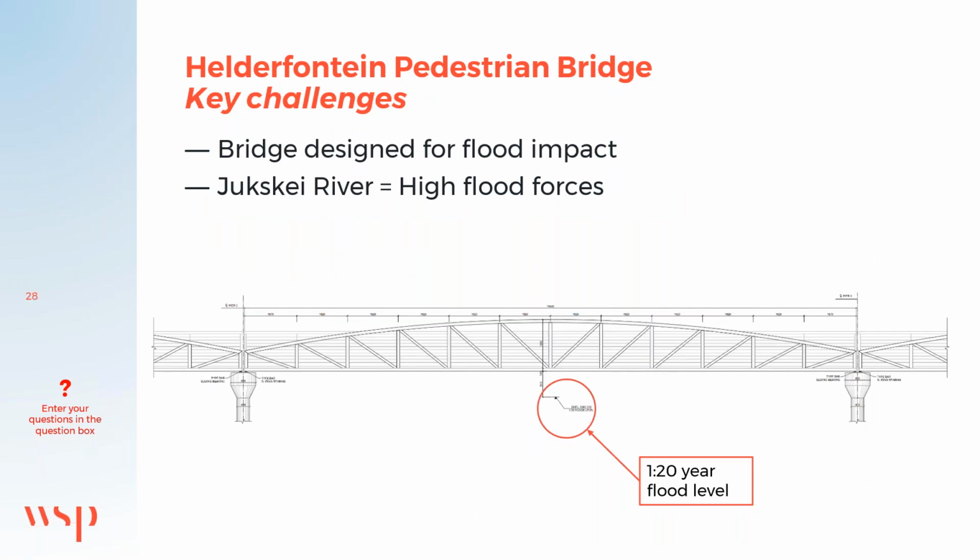Some key challenges that we faced in this project. As mentioned before, the bridge had to be designed for flood impact. The bridge crosses over the Jukskei River, which is notoriously known for high flood forces. Here you can see a snippet of the general arrangement drawing of the bridge. As you can see, the 1 in 20 year flood level is about 800 millimeters below the soffit of the deck.